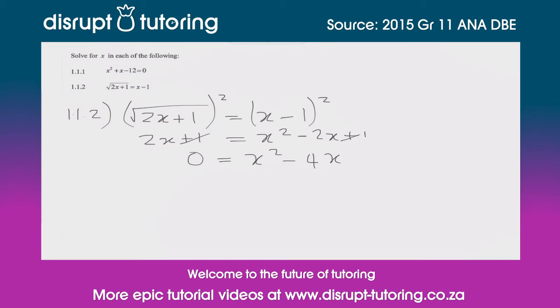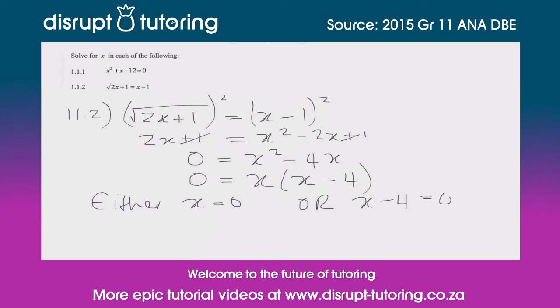Right, so we still need to try and get this x by itself. We've still got a squared, which means there's probably going to be two answers for our x. So what we're going to do is, it may look like a difference of two squares, but there isn't really because we've got this x over here. So we're going to pull out our common factor and we're going to be left with x minus 4. So now we know either x equals 0 or x minus 4 equals 0. So that would mean x equals 4.